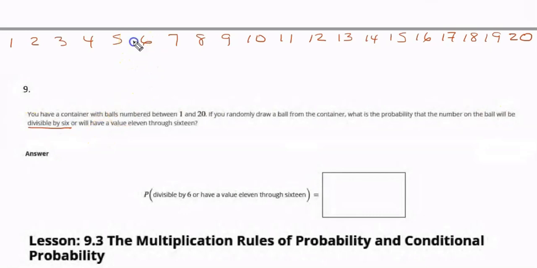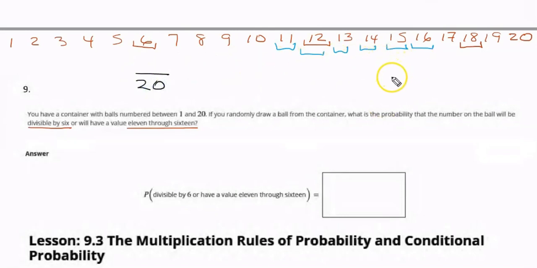So let's select those. That'll be a 6, a 12, and an 18. These are numbers divisible by 6. Or we'll have a value 11 through 16. So I'll do these in blue. We have 11, 12, 13, 14, 15, 16. Okay. So how many then, because we know our sample space is going to be 20, how many meet our criteria? And again, we can't count things twice.